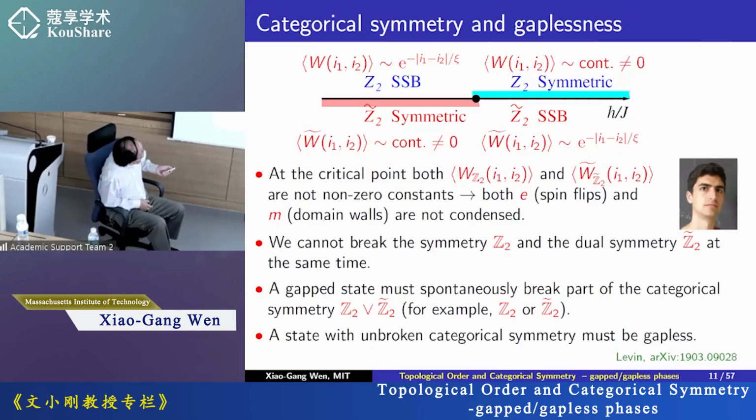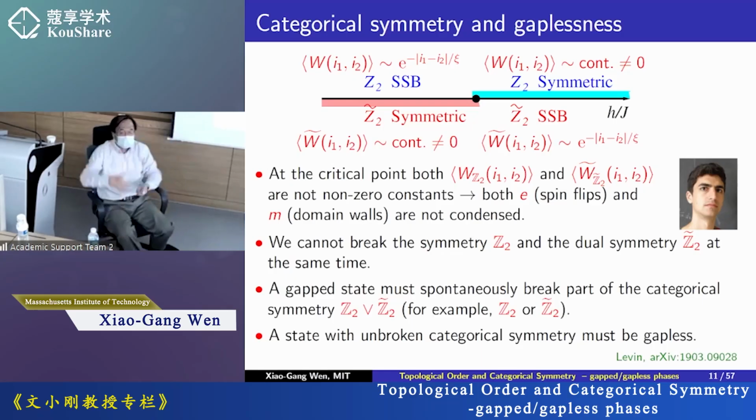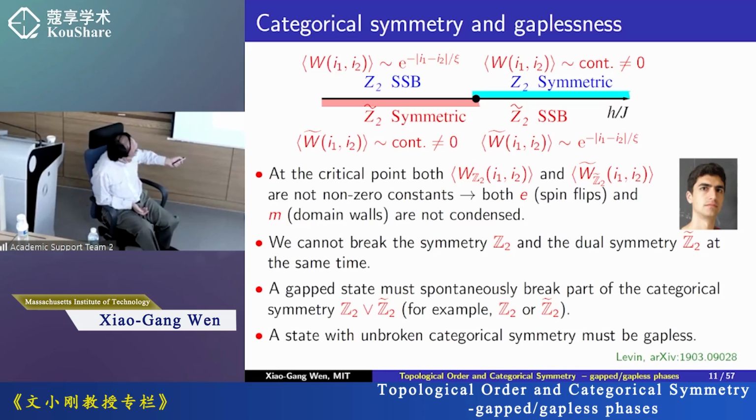So the symmetry, and it's kind of strange, is that this is symmetry and dual symmetry, and because they have non-trivial mutual statistics, we cannot break them together. It's impossible to break them together. But we can break one of them. If you break one of them, then we can get gapless. If we do not break any of them, then this phase must be gapless. It's again associated with non-trivial mutual statistics.